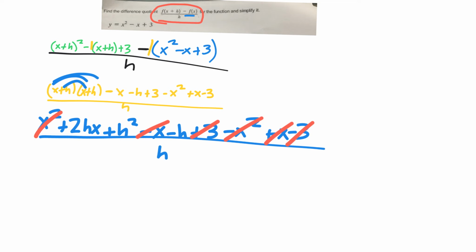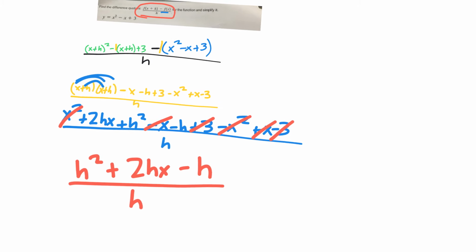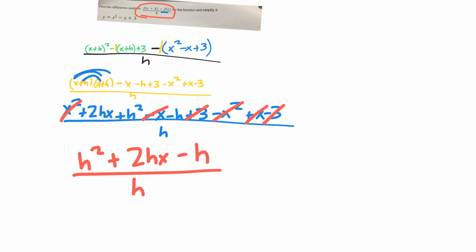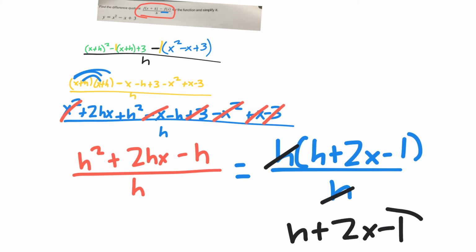So now what's left? I have an h squared plus 2hx minus h all over h. Okay, well now every term in the numerator has an h. So I have a GCF of h. So I want to factor that h out. So that's going to be h times h plus 2x minus 1 all over h. And now I can cancel out that h in the numerator and denominator, which leaves me with h plus 2x minus 1.